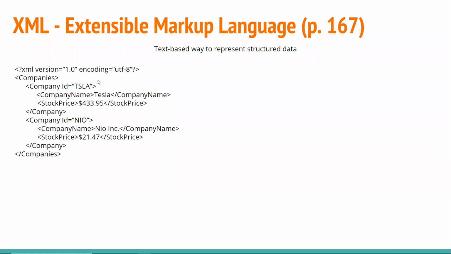So there's more than one company. There's Tesla and a company called NIO. We've got company ID equals NIO, company ID equals Tesla. So these are the two blocks defining our two companies, and we have the company name of each of them and the stock price of each of them. So yes, this was specifying a list of companies and their stock prices.